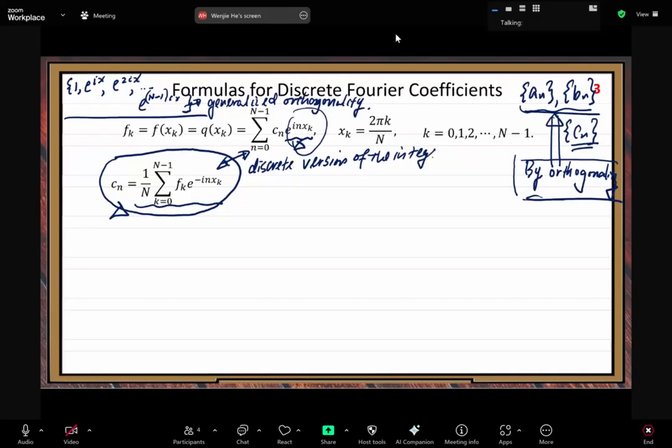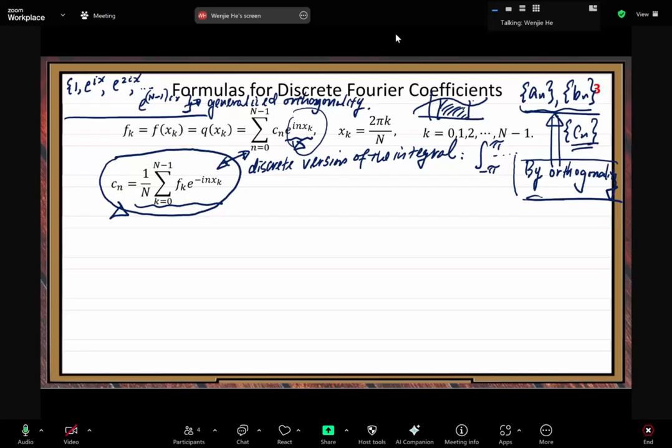Integral, we know that operation, let's say from negative pi to pi, is a continuous version of the summation. If you recall the area, what's the meaning of the integral? The geometric meaning of the integral is the area under the curve. And how do we calculate area?